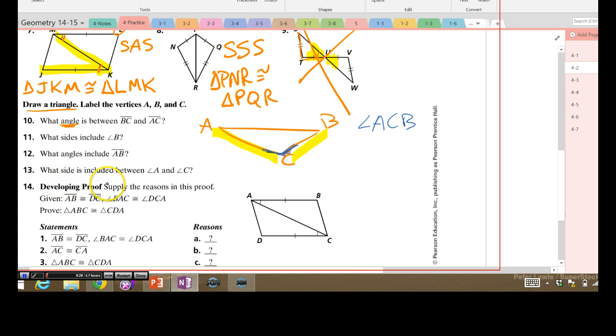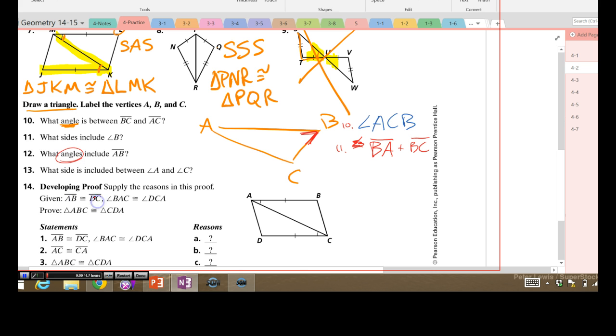What sides include angle B? Well, oh no, I erased the whole thing. We're talking about angle B. Well, that will be made up of segment BA and segment BC. So this was 10, this is 11.